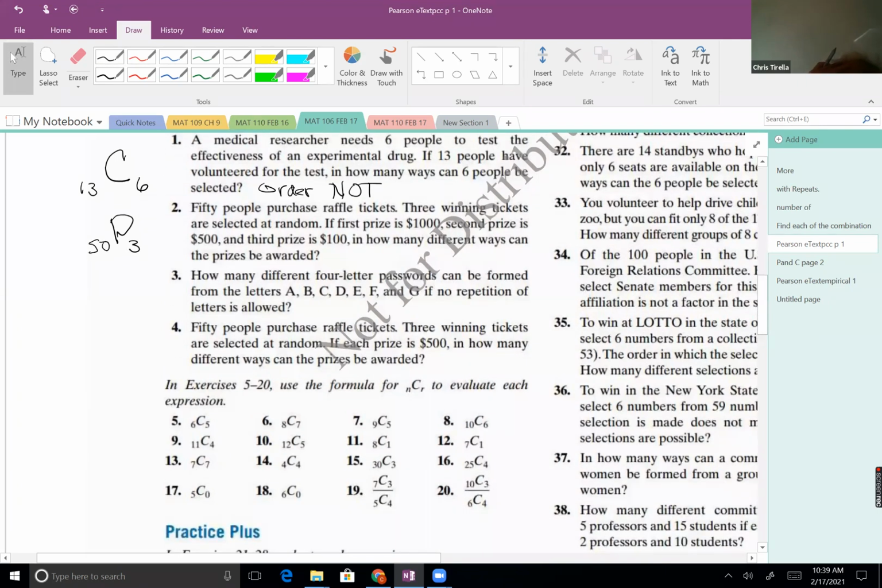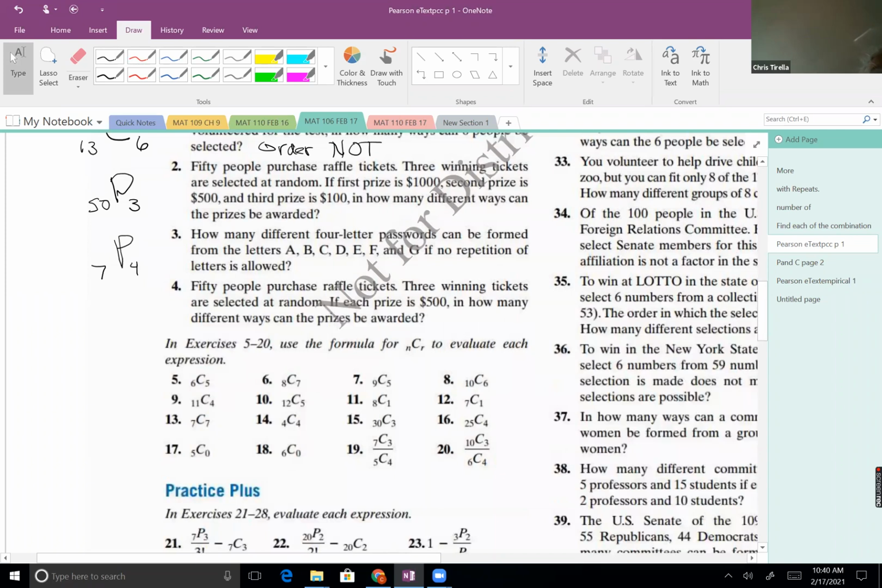Question 3: how many different 4-letter passcodes can be formed from the letters A, B, C, D, E, F, and G if no repetition is allowed? Well, a passcode is like a password, right? When you type in your password, does the order in which you enter the letters matter? Yes. So order matters. It's a permutation. How many do we have to pick from? 1, 2, 3, 4, 5, 6, 7. And how many are we picking? 4.